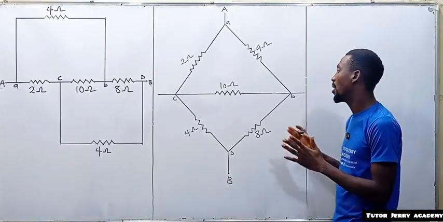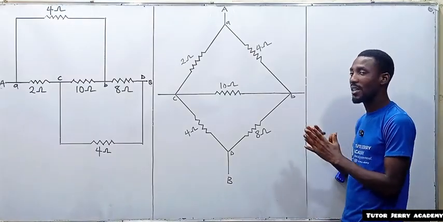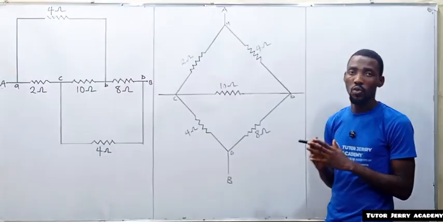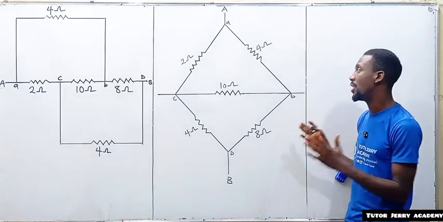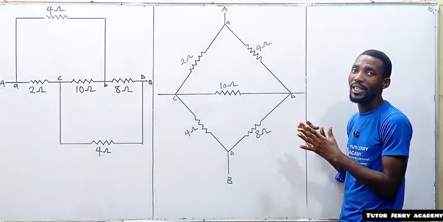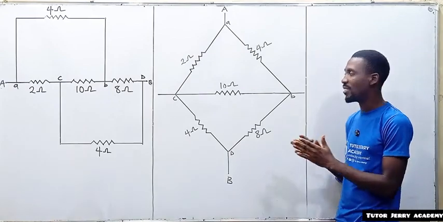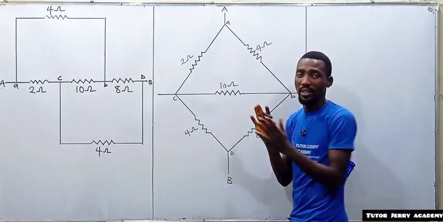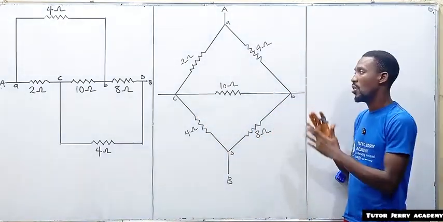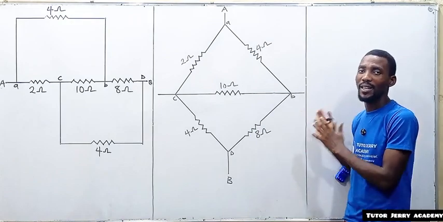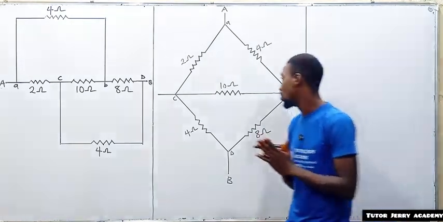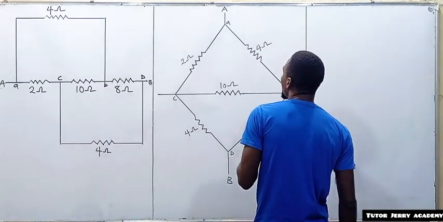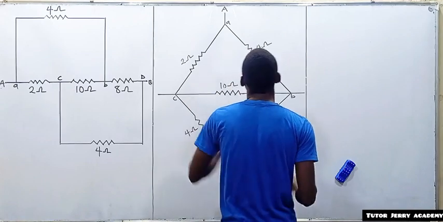All right. So now you can see that this diagram is looking like a Wheatstone bridge diagram. So the next thing we are going to do is to check if it is actually balanced. If it is balanced, it means we are going to disconnect this 10 ohms resistor here. Is that clear? And if it is not balanced, we are going to apply another method to solve it. All right, so let's check if it is balanced. So if it is balanced, let's call this one R1.